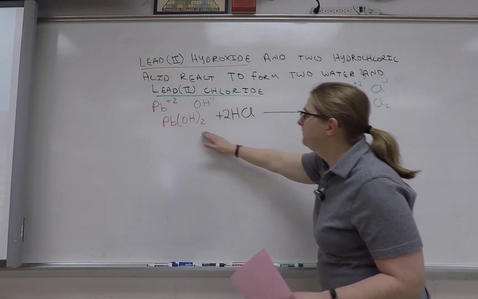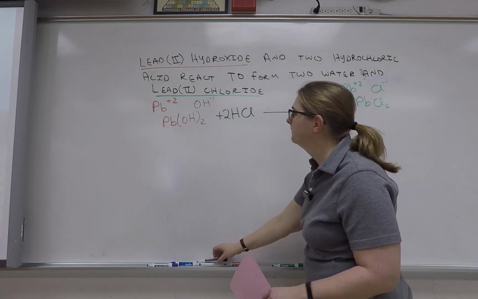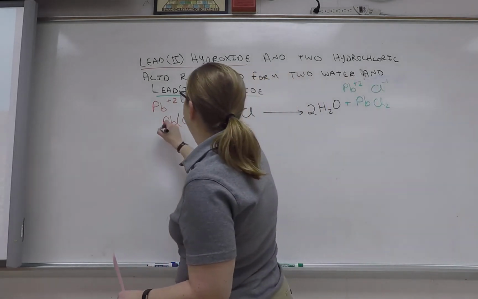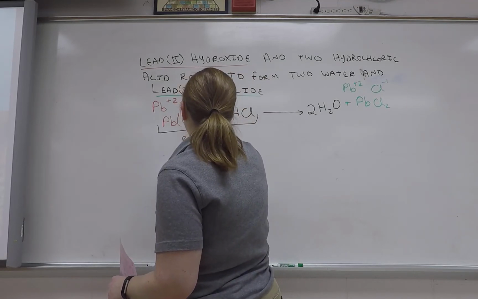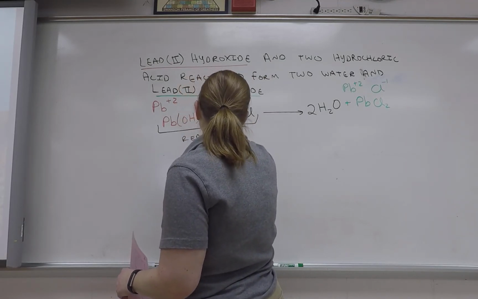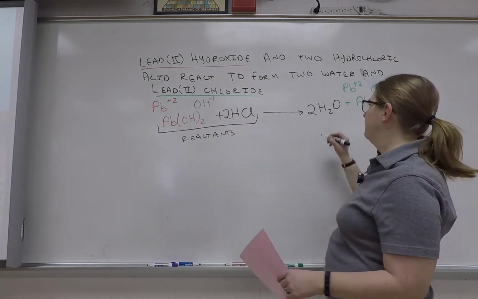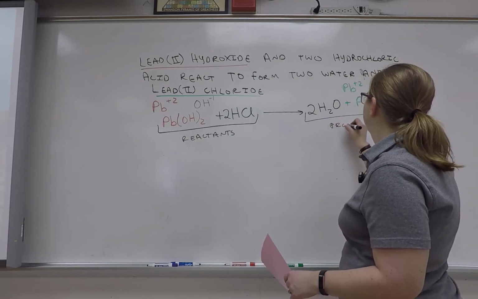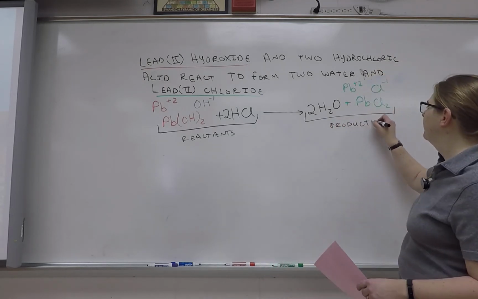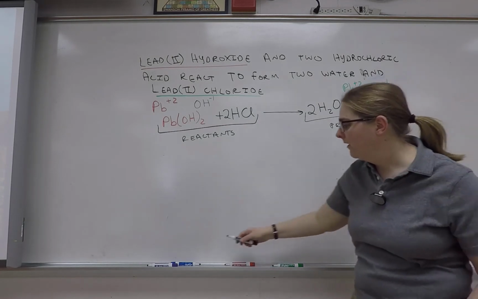So now I've got an equation that describes this chemical reaction. The left side of this equation we refer to as the reactants. These are the things that you start with. The right-hand side we're going to call the products. The products are the things you end up with.